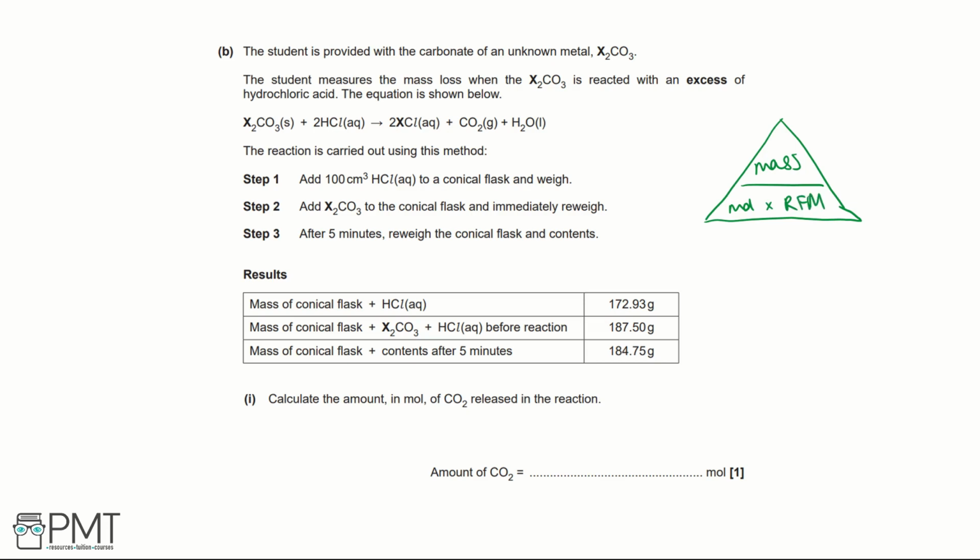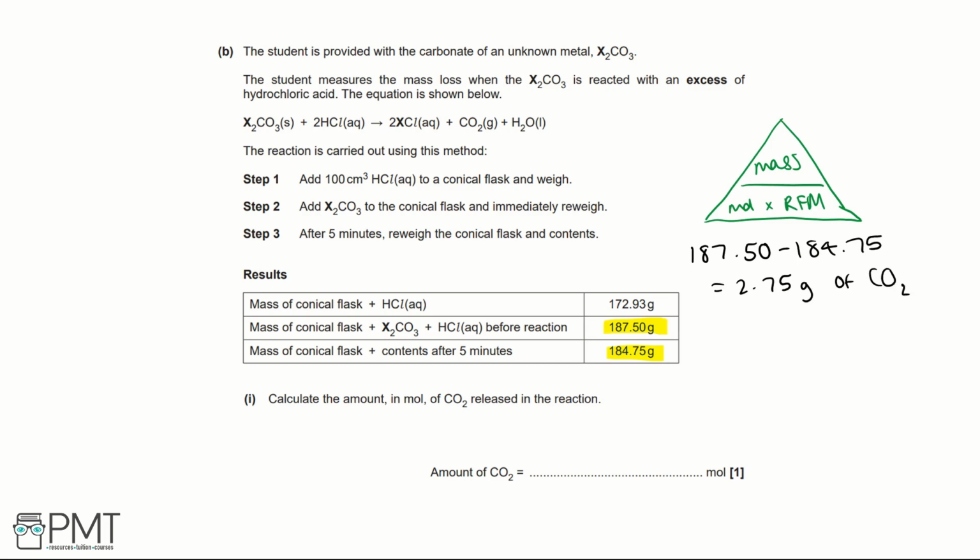So firstly we need to work out the mass of carbon dioxide. So that's going to be minusing these two masses. So in the 5 minutes, what's happening in the conical flask is carbon dioxide gas is going to be expelled and you're going to see a bubbling or a fizzing happening. So if we minus these two masses, we've got 187.50 minus 184.75, which equals 2.75 grams of carbon dioxide.